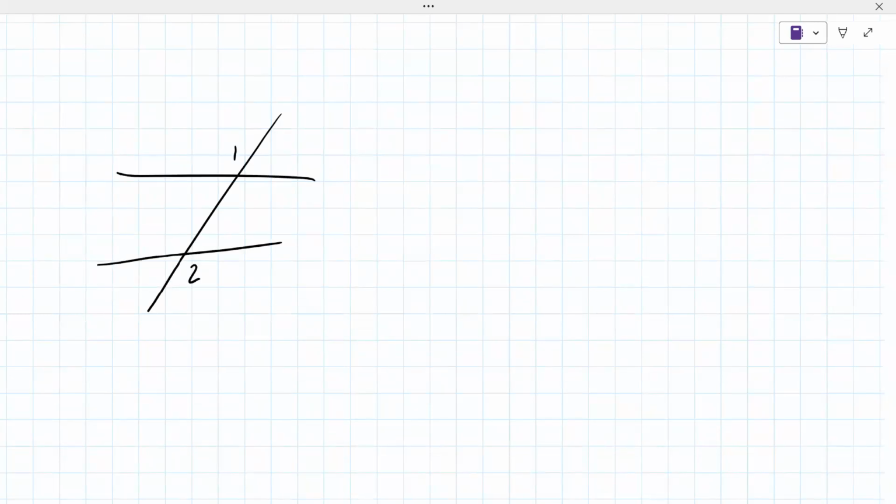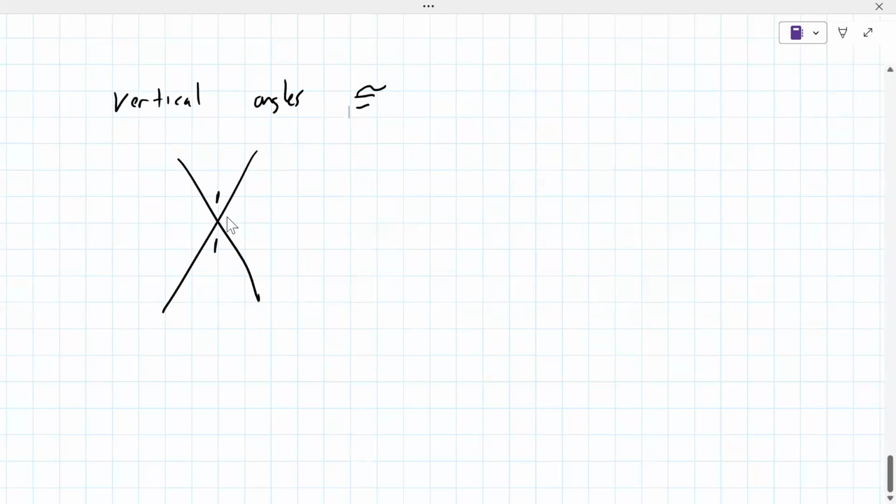Got these two. Are those alternate exterior angles? Yes. Are they congruent or do they add up to something? Congruent. They're congruent. Good. Okay. The one type of angle we have not talked about is a vertical angle. You remember what vertical angles, what their property is? Are they congruent or do they add up to something? They are congruent. Very good.